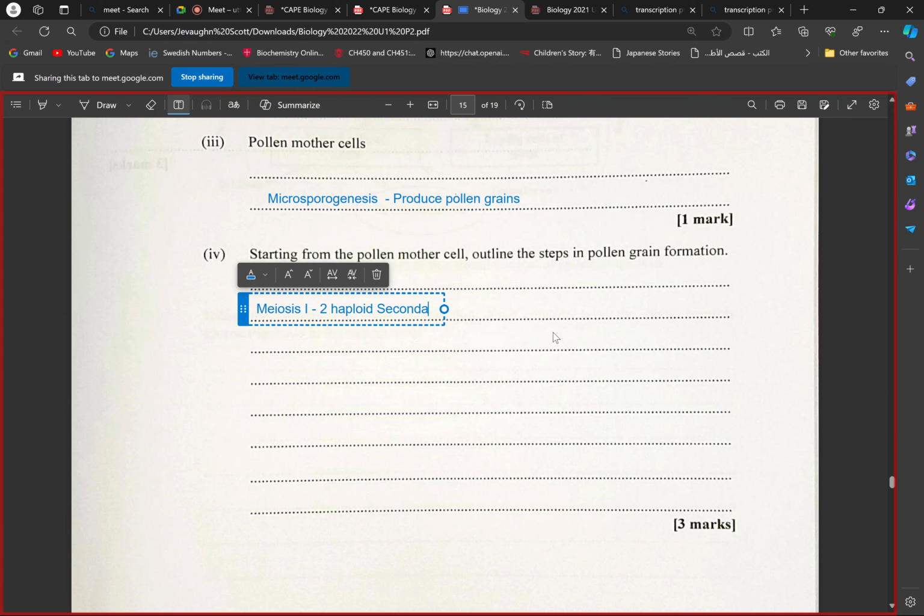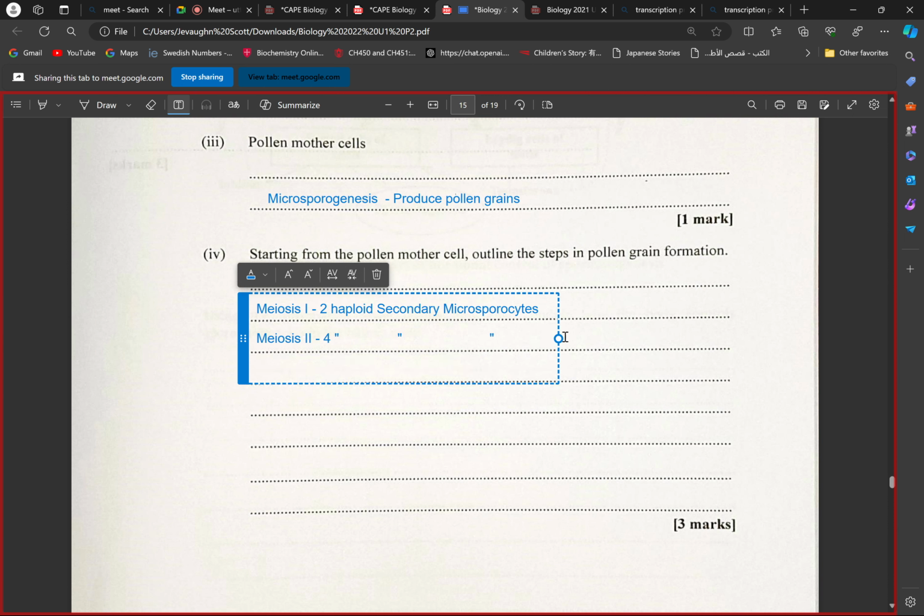Secondary microsporocyte. And then meiosis two. I remember there are two steps. Meiosis two now would give rise to the four haploid. Can I just write this? Because to write that again, it's really the same thing. You just give rise to four of them now. So we have that there.